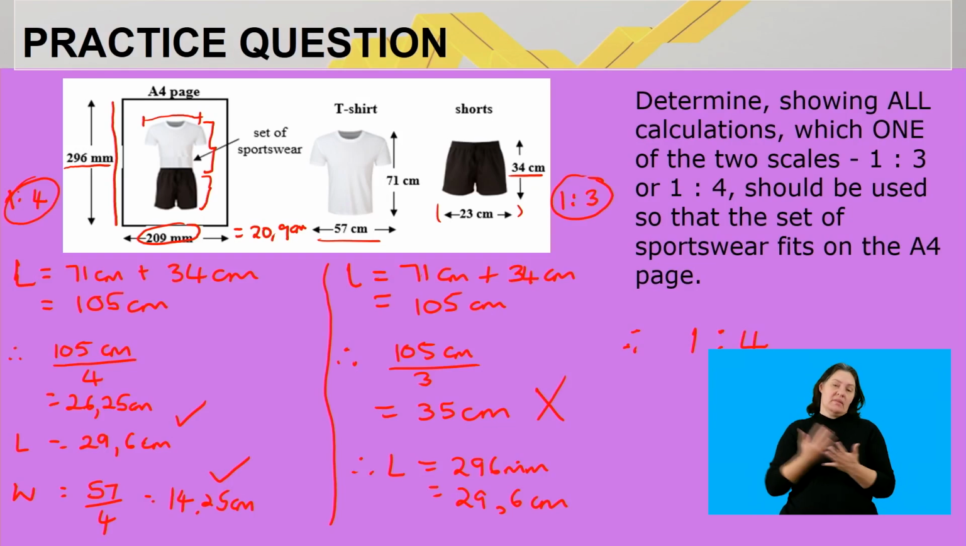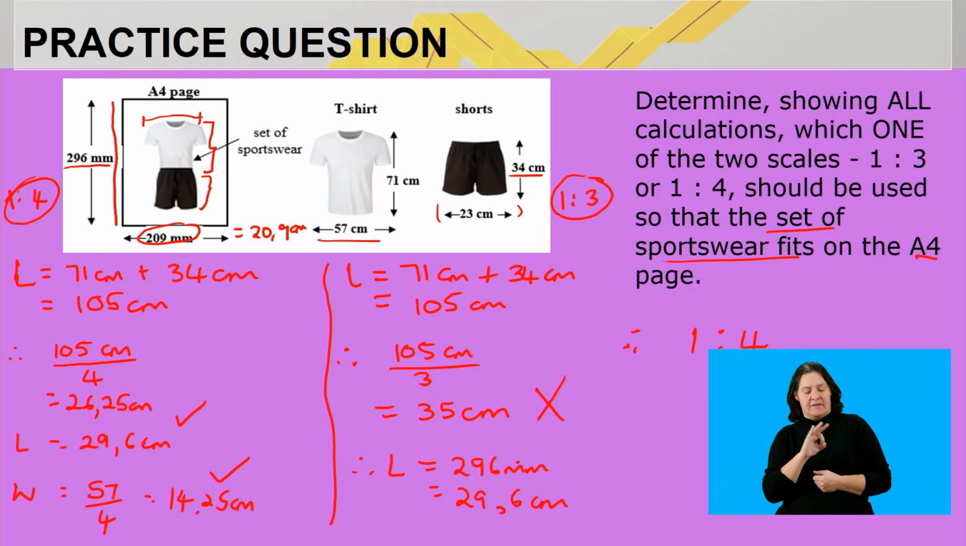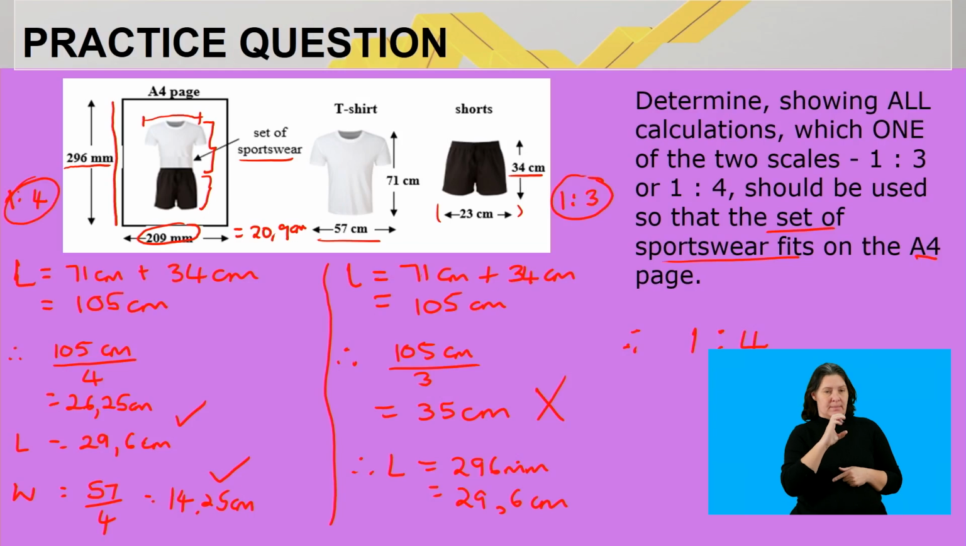Let me quickly run through this again. Remember we said determine, showing all your calculations, which ones of the two scales, 1:3 or 1:4, should be used so that the set of the sportswear fits on the A4 page. I started off by working with 1:4 scale. I added the length of the t-shirt, the 71 centimeters, to the length of my shorts, the 34 centimeters. I got a total length of my sportswear of 105 centimeters. Right? Since I'm working with the scale 1:4, I divided the total length by 4. Got an answer of 26.25 centimeters.